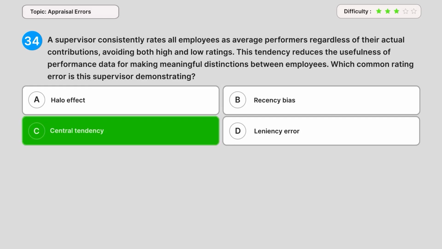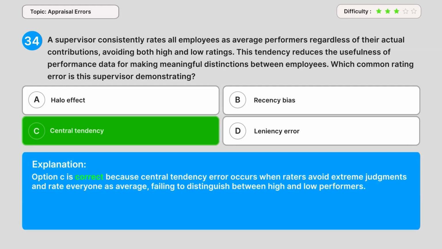Correct answer, C. Central tendency. Explanation: option C is correct because central tendency error occurs when raters avoid extreme judgments and rate everyone as average, failing to distinguish between high and low performers.